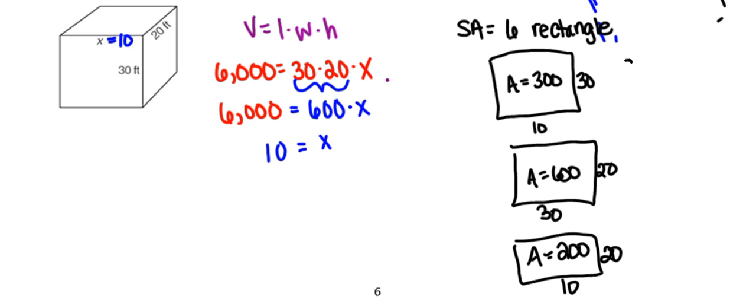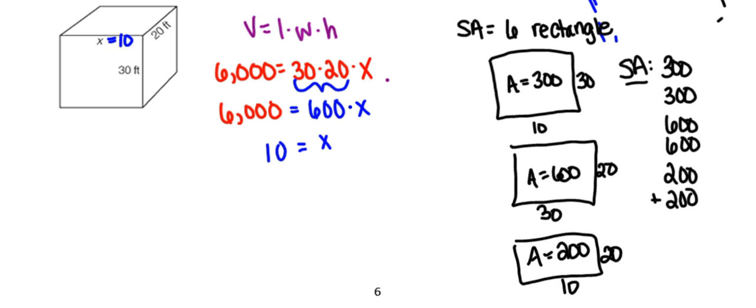So now my entire surface area is going to be made up of 2 of these rectangles that measure 300 square units each, 2 of these rectangles that measure 600 square units each, and 2 of the rectangles that measure 200 square units each. So now when I go add those areas together, I end up with 2,200 in either feet squared or square feet, however you want to express your units. It's square units though, because we're finding area.